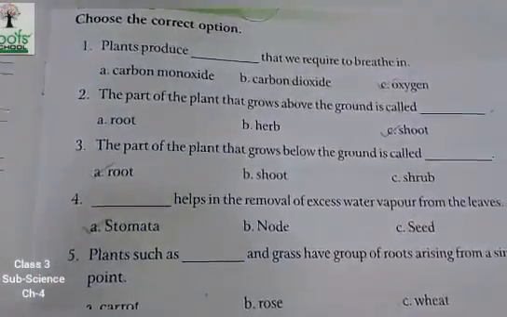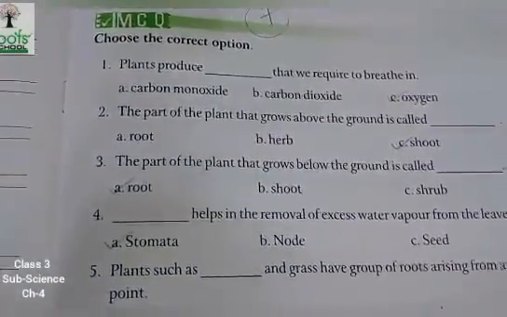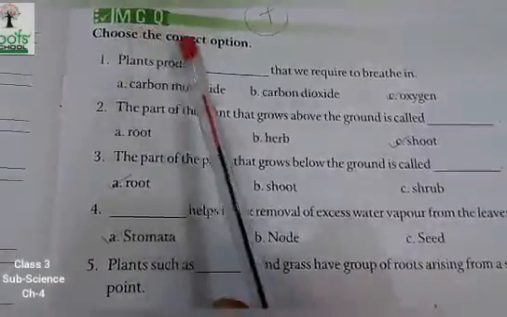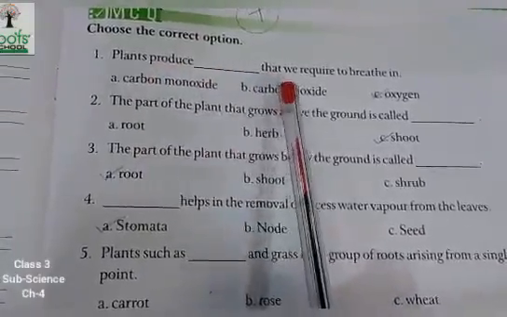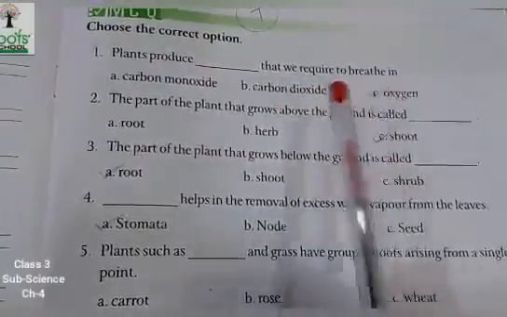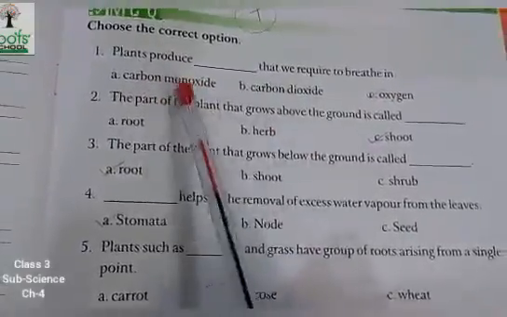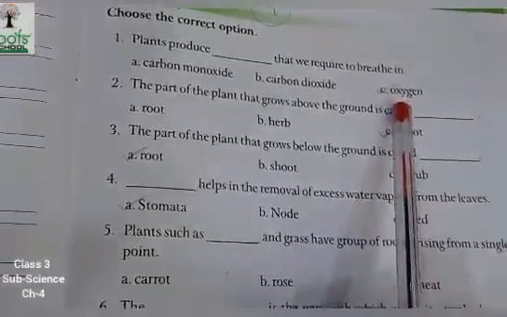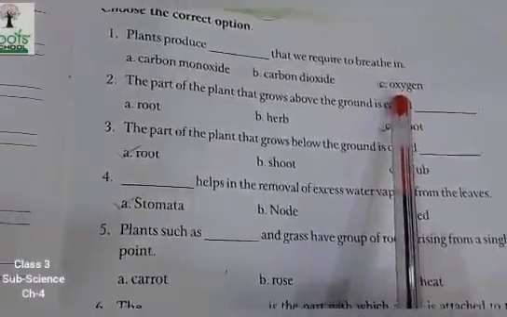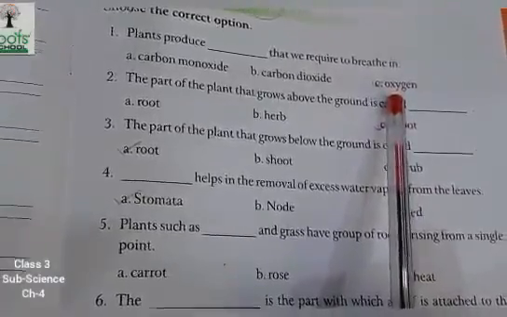Now on page number 43, we will do MCQs. Choose the correct option. Plant produces dash that we require to breathe in. What does plant produce? Carbon monoxide, carbon dioxide or oxygen? We require to breathe in oxygen. So plant produces oxygen for us?